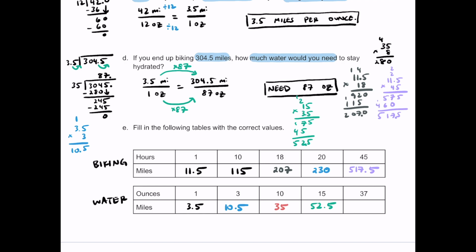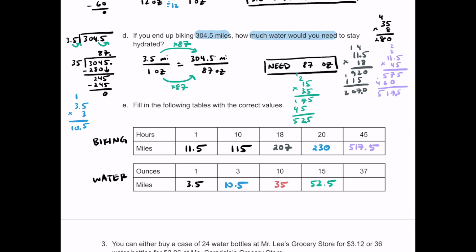I don't know where to put it. Here, I'll just scroll down a little bit. Maybe I can just squeeze on the side actually. 37 times 3.5. 7 times 5 is 35. Carry the 3. That's 15 plus 3 is 18. 3 times 7 is 21. Carry the 2. 3 times 3 is 9 plus 2 is 11. I know I'm adding, so I'll not write that. 129.5 is what I'm getting.